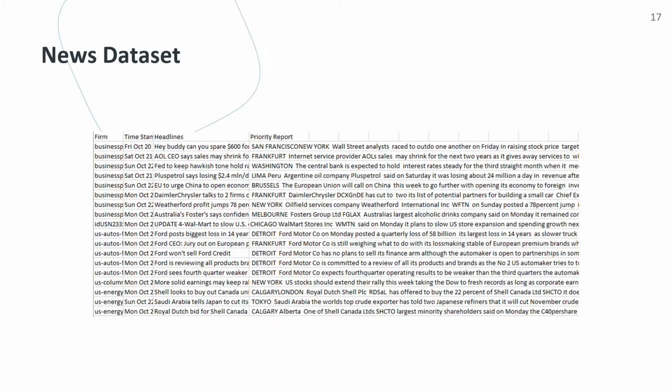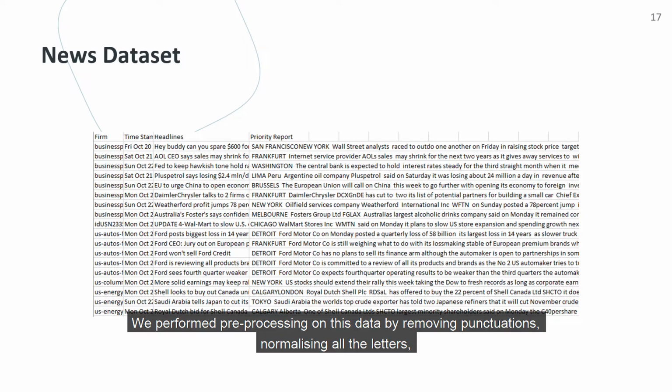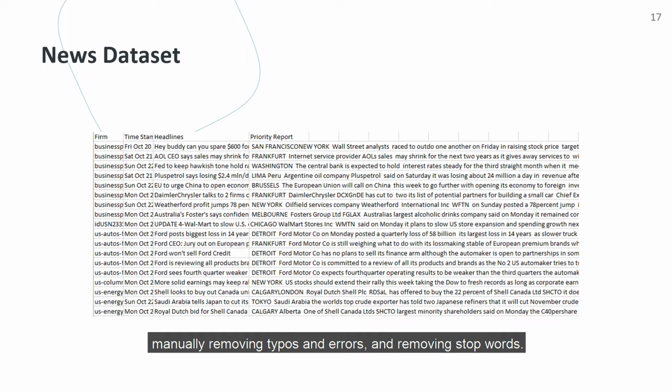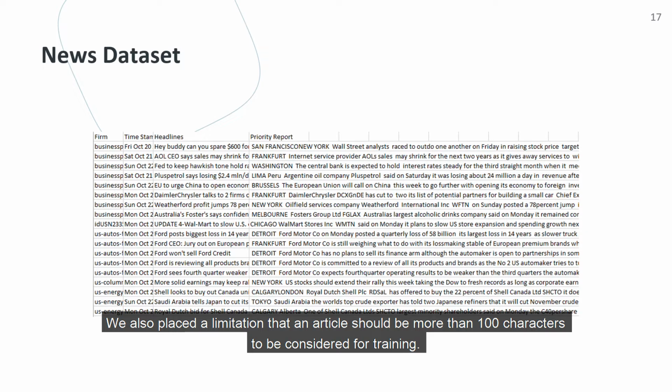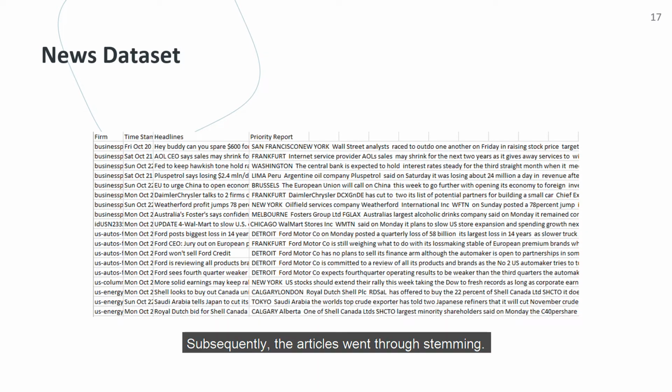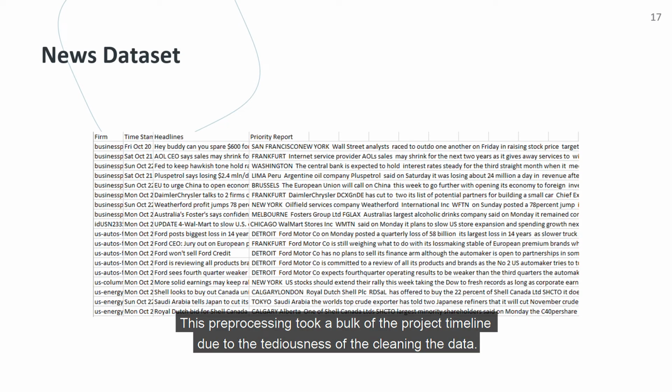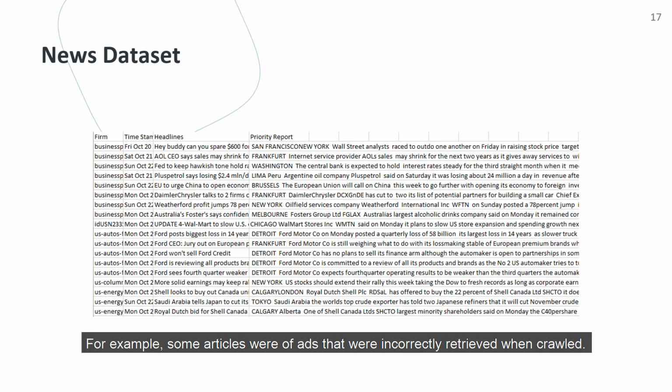And here's a sample. We perform pre-processing on this data by removing punctuations, normalizing all the letters, manually removing typos and errors, and removing stop words. We also place a limitation that an article should be more than 100 characters to be considered for training. Subsequently, the articles went through stemming. This pre-processing took a bulk of the project timeline due to the tediousness of cleaning the data. For example, some articles were of ads that were incorrectly retrieved when crawled. This was removed by manually reading the articles and deleting them.